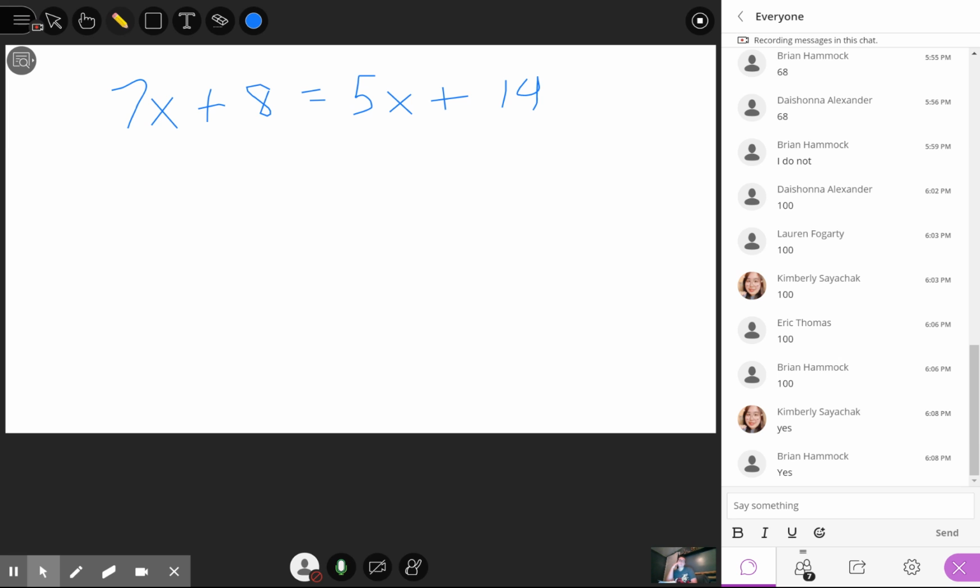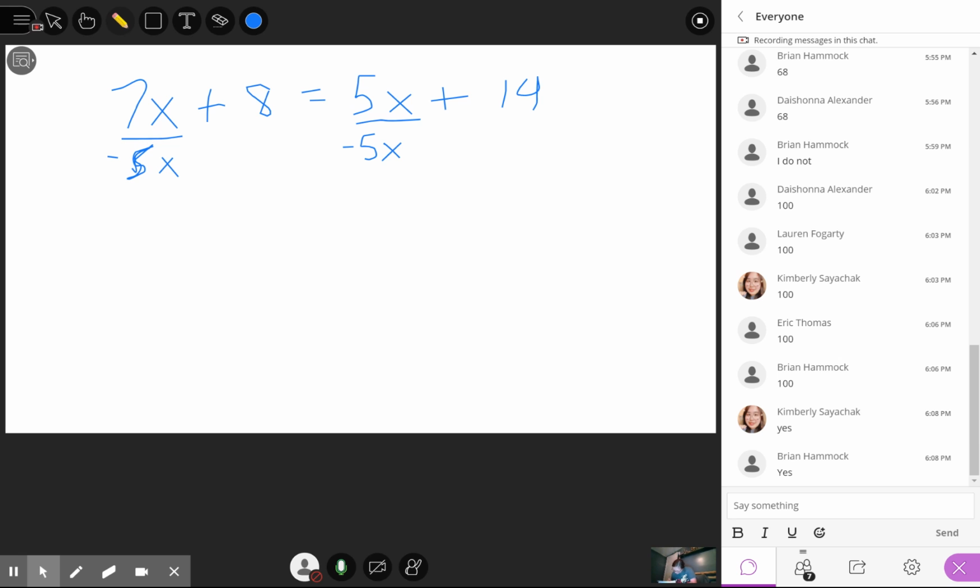So I see I have a 7x on this side of the equal sign, and I have a 5x on this side. To get those together, what I can do is subtract 5x from both sides, but I have to be fair. So if I'm subtracting 5x from the right, I need to subtract 5x from the left.